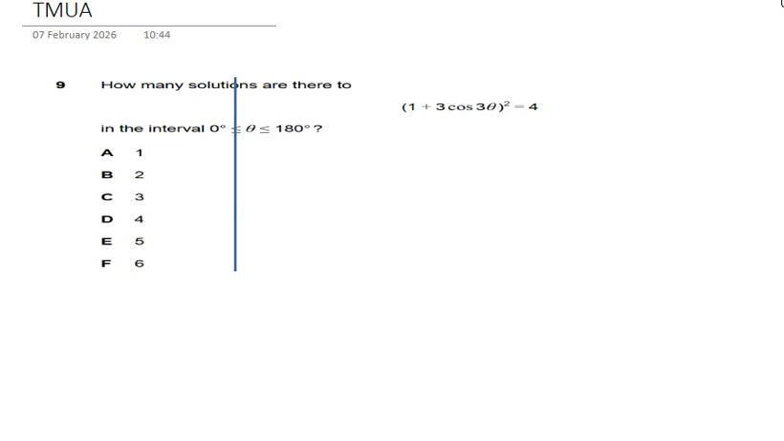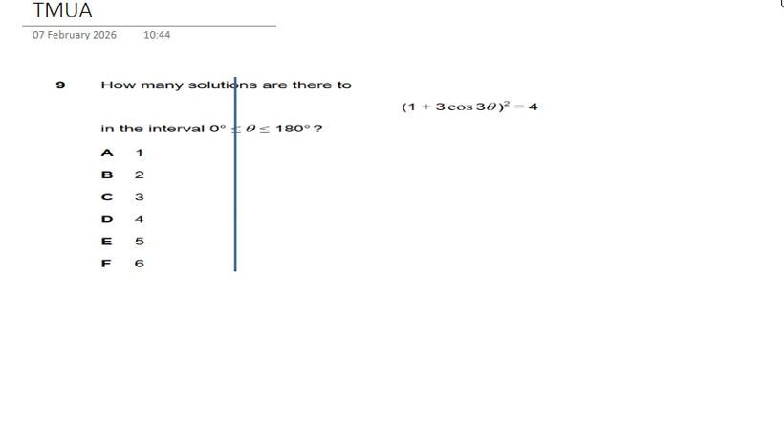Today's TMUA problem is from a very important topic, trigonometric equations with multiple angles and solution counting. Now in TMUA, many questions don't ask you to find the exact values. Instead, they ask how many solutions exist in a given interval. So the key skills we need today are simplifying the equation, using the trigonometric ranges, understanding periodicity, and counting solutions carefully. Okay, so let's begin now.